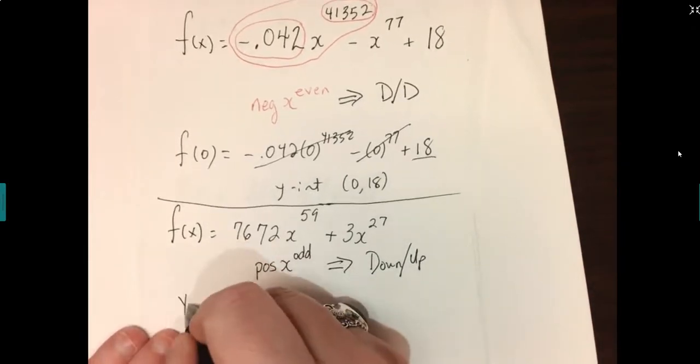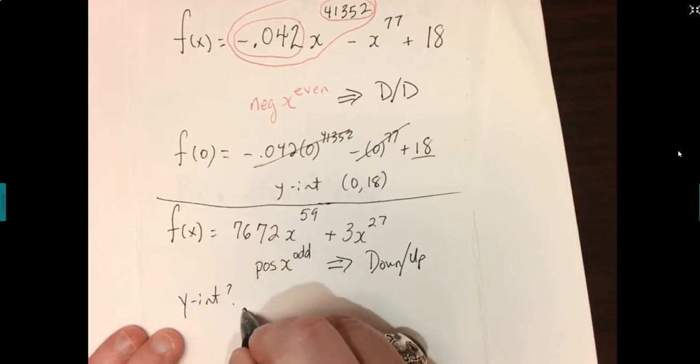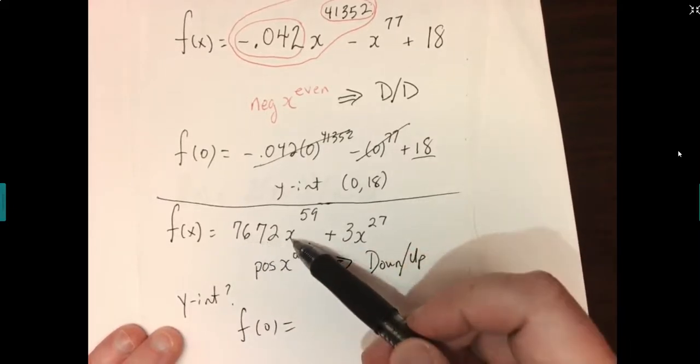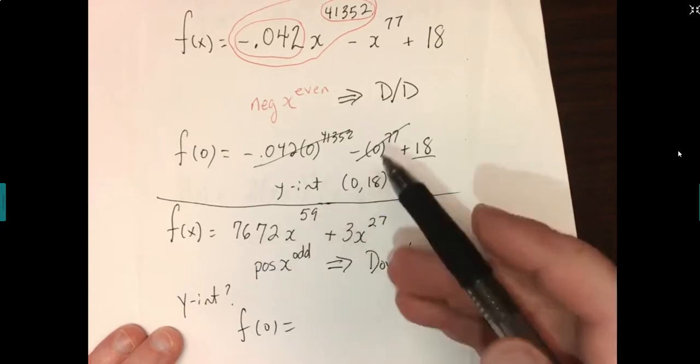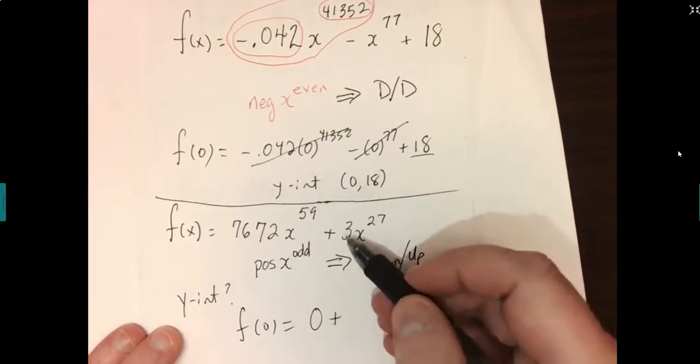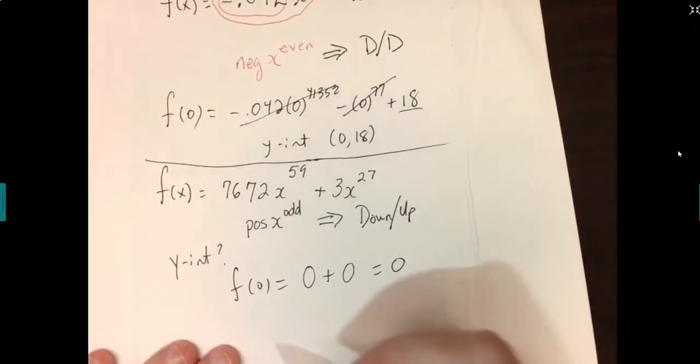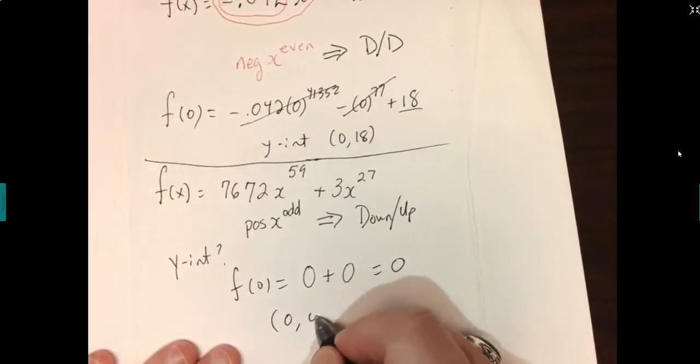What is the y-intercept? Well, we evaluate f at 0, and this term, when x is 0, is going to go to 0. And when x is 0 here, I get 0. And so my y-intercept is going to be the origin.